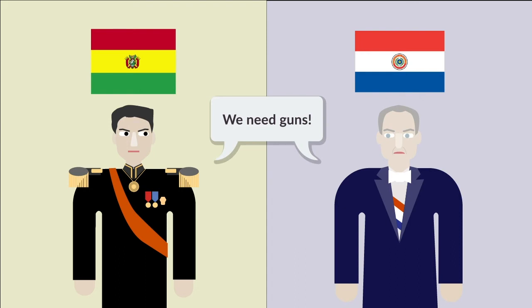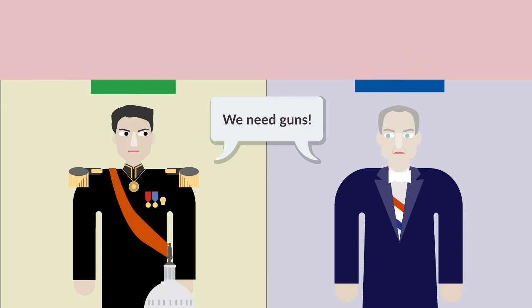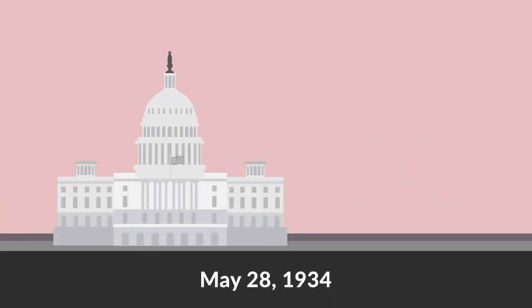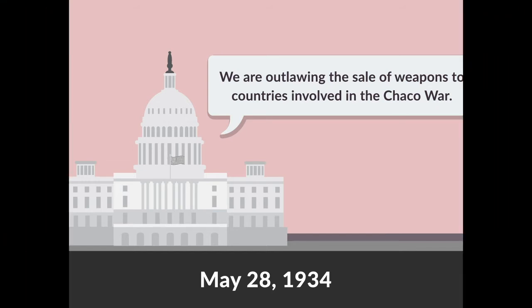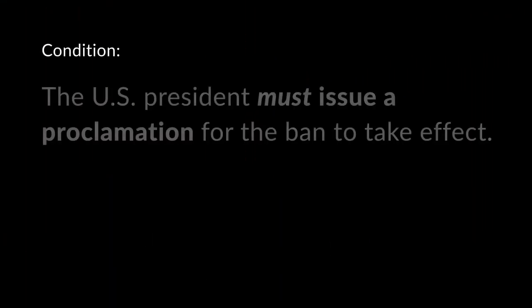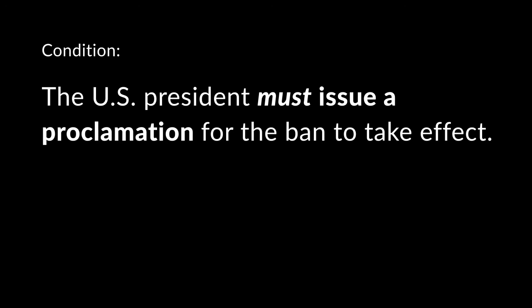their own weapons manufacturers. On May 28, 1934, to encourage a ceasefire, the United States Congress passed a joint resolution outlawing the sale of weapons to countries involved in the Chaco War. But this resolution specified the ban would only go into effect if the U.S. president issued a proclamation stating that halting the sale of weapons would promote peace in the region.